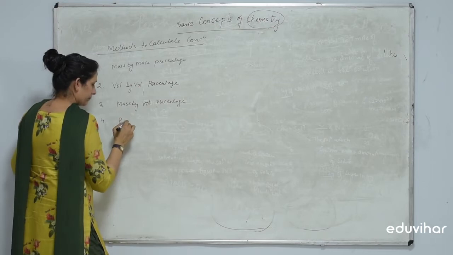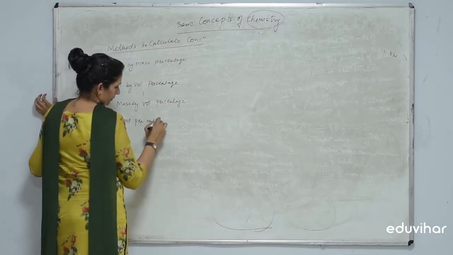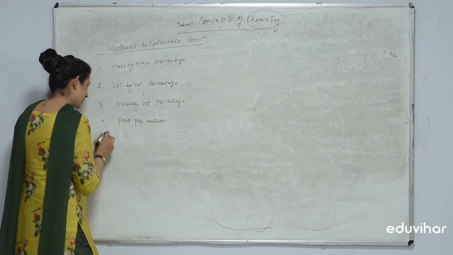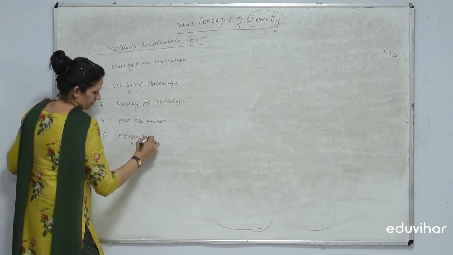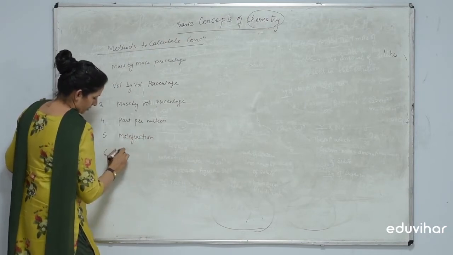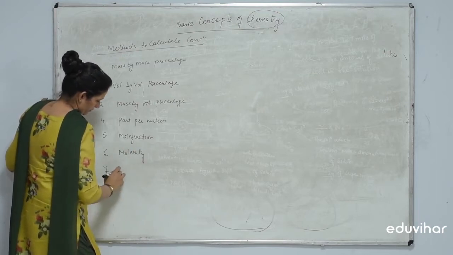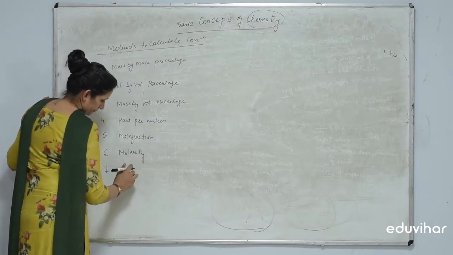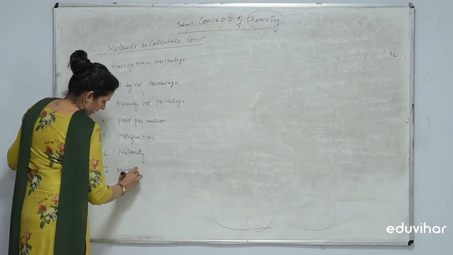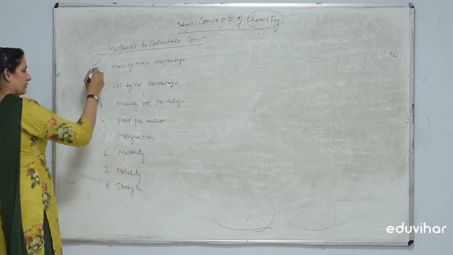Fourth is ppm, parts per million. Fifth is mole fraction. Sixth is molarity. Seventh is molality. Eighth is strength. We study all these one by one.